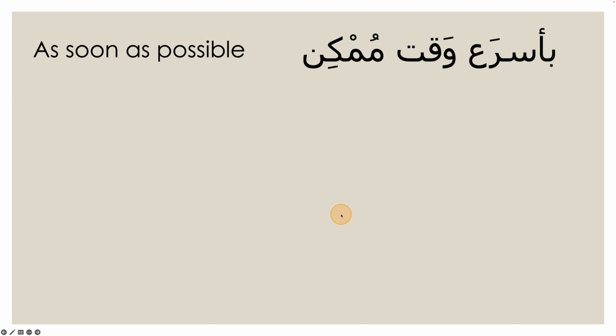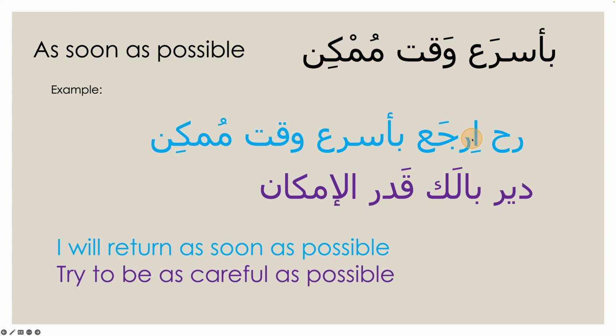مسخن. Our next phrase, as soon as possible. بأسرع وقت ممكن. As soon as possible. We'll get two examples for you. رح أرجع بأسرع وقت ممكن. I'll return as soon as possible. دير بالك قدر الإمكان, which means try to be as careful as possible. دير بالك قدر الإمكان, and that's if you're talking to a man.